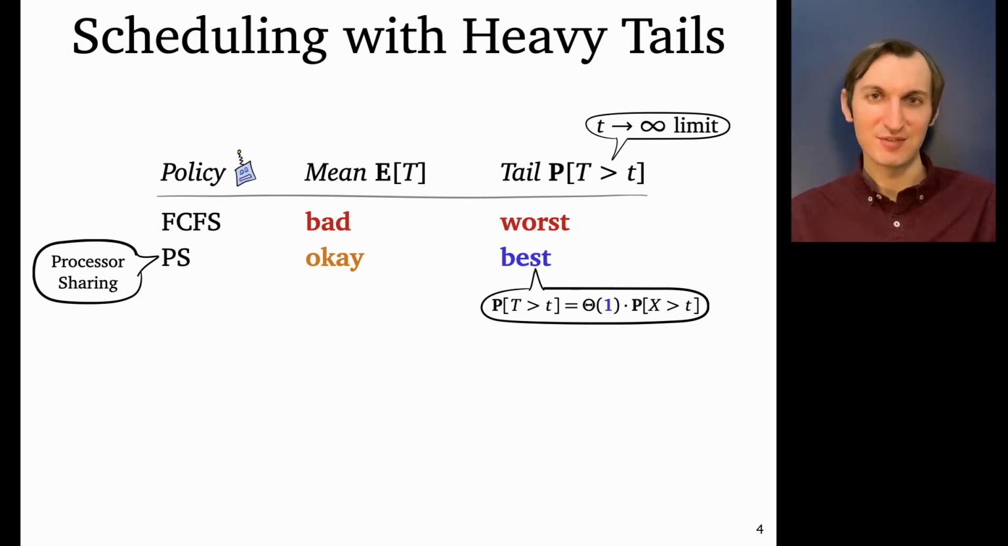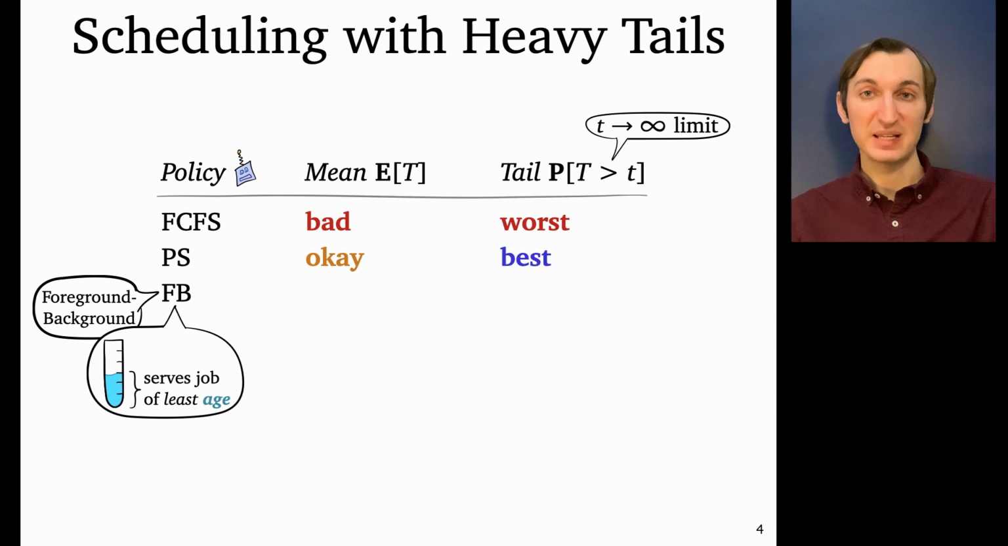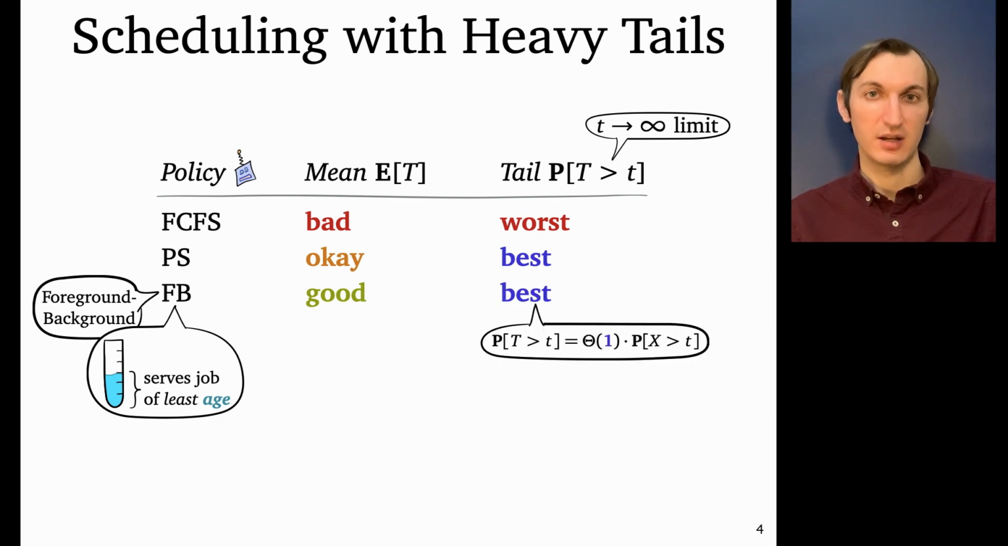A policy that's even better in the heavy tail setting is foreground background, or FB. FB always serves the job of least age. FB has really good mean response time, better even than PS in the heavy tailed setting, and it also has that best possible tail decay. That is the same as the job size up to a constant.